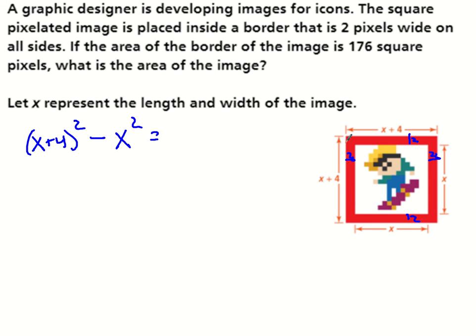And I know that this is going to give me the area of the entire border, because I'm taking the area of the whole outside square, x plus 4 times x plus 4, but I've got to subtract this piece of it to get the area of the border. Well, I know that area is 176. So here's my equation.